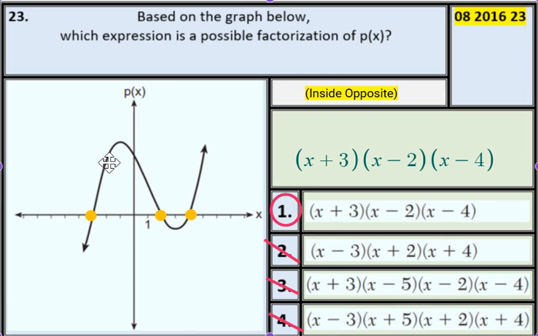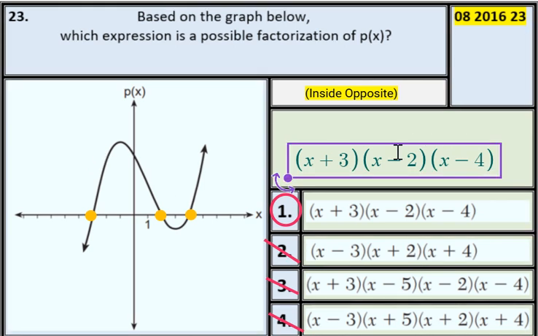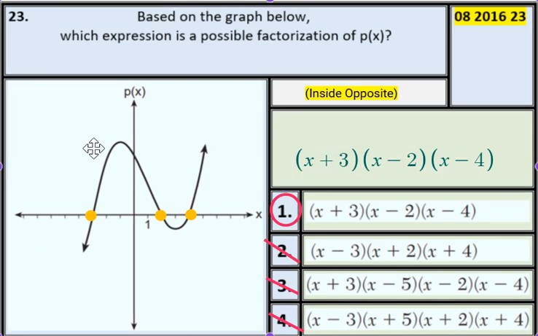What I really wanted to remind you, though, is even if you don't remember inside opposite, outside same, if you graph your 4 answers, only one of them is going to match up to the function that you graph.